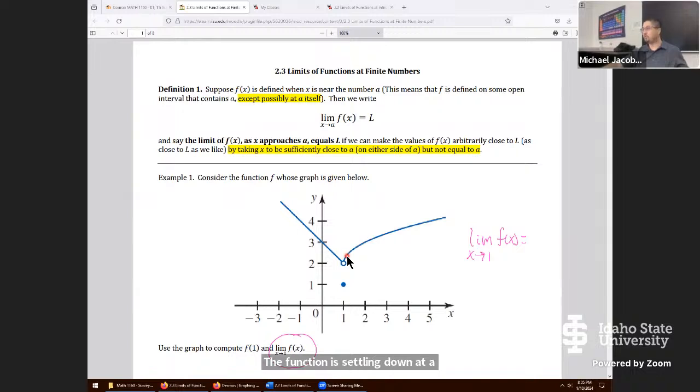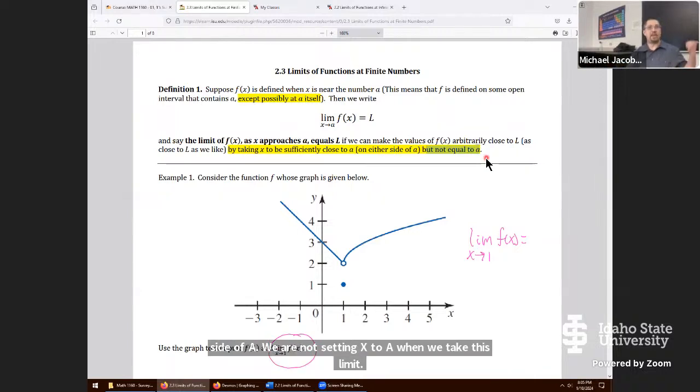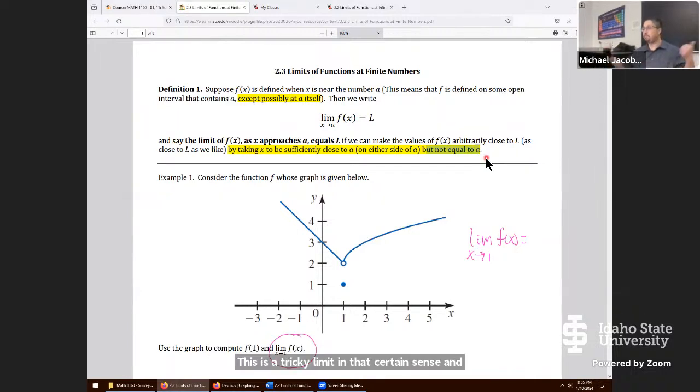But notice what I did not do. I did not put an input of 1. We're taking the limit as x goes to a, except possibly at a itself. We're taking x to be sufficiently close to a on either side of a. We are not setting x to a when we take this limit. This is a tricky limit in that certain sense, and that's why we did the end behavior type limits first before the local behavior. So what happens at 1 is irrelevant.